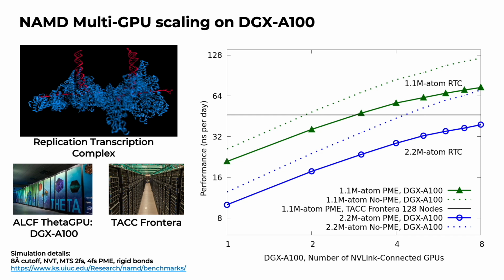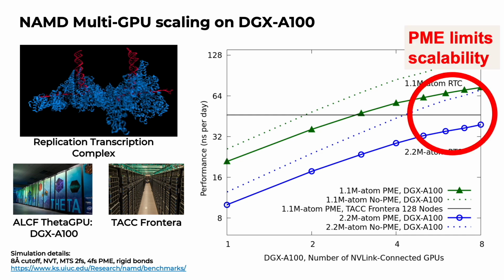The black horizontal line indicates the performance for the 1.1 million atom RTC simulation running on 128 nodes of the TACC Frontera supercomputer. The performance of 3 GPUs on the DGX A100 matches the performance of 128 nodes of Frontera for this size problem. Here we can clearly see the performance benefits arising from the use of the tightly coupled GPU hardware with the new NAMD3 GPU-resident scheme. With 4 GPUs, we observe about 70% scaling efficiency for both problem sizes, and this is the GPU count available on NERSC Perlmutter, where our large-scale workflow runs were performed.